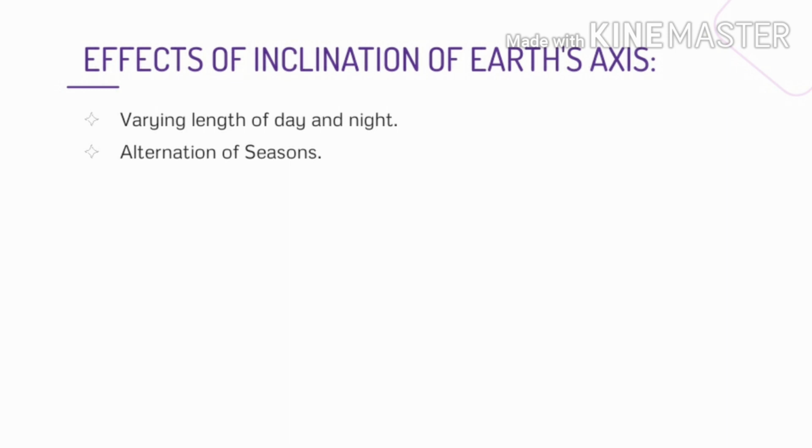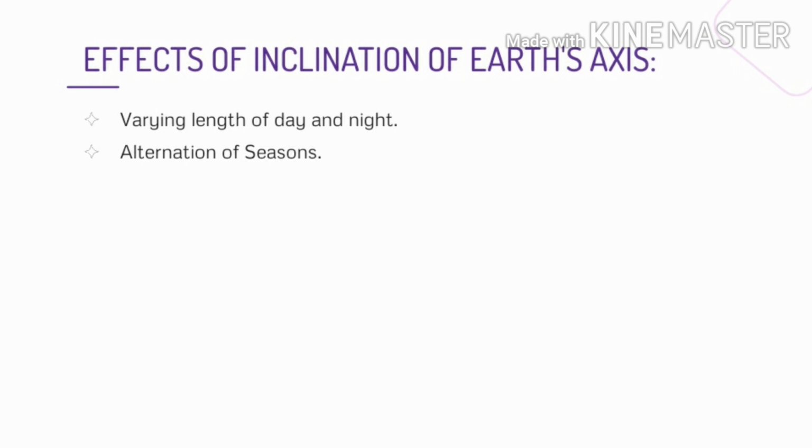Second point is the alteration of the seasons. The changing of the seasons also takes place because of the inclination of the earth's axis, and this inclination has a very important effect on the seasons. Since it is tilted, each pole is inclined alternately towards the sun. So when it is summer in the northern hemisphere, what is happening? The North Pole is facing towards the sun, and the South Pole is away from the sun. Hence the north is experiencing summer season, and the south is experiencing winter season.